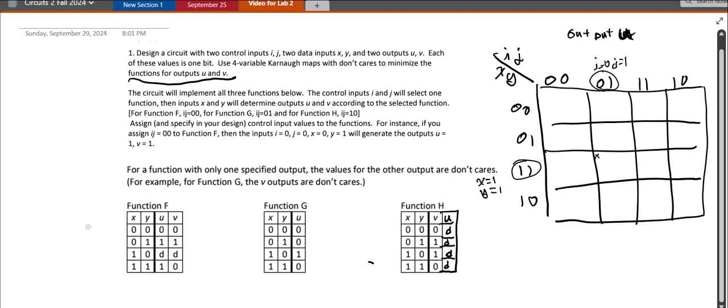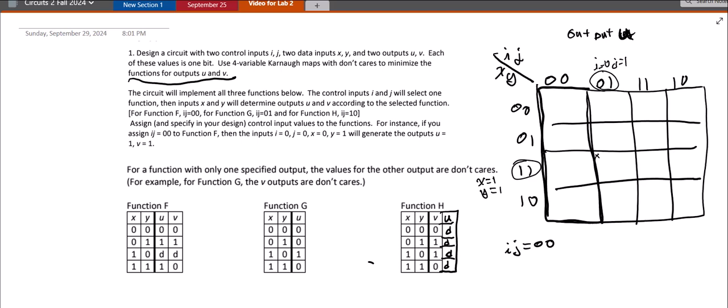And we see that it says the control inputs I and J will select one function, then X and Y will determine outputs U and V according to the selected function. For function F, ij equals 0, 0. For function G, ij equals 0, 1. And for function H, ij equals 1, 0. So let's start with ij equals 0, 0. That corresponds to this column right here.